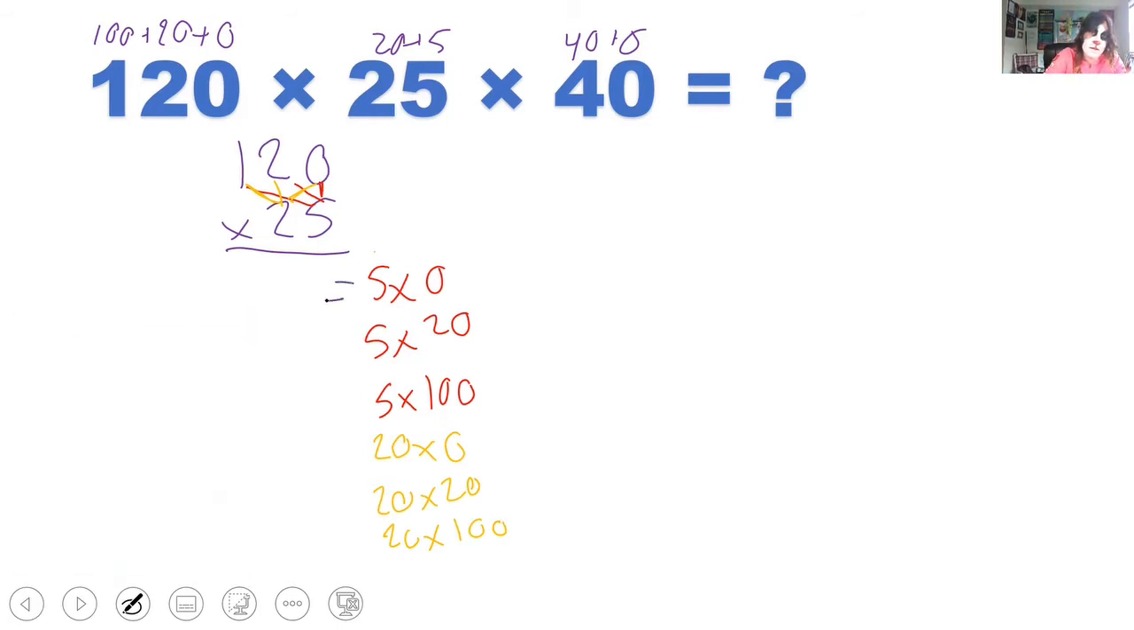Now we solve for all of these. 5 times 0 is 0. 5 times 20 is 100. 5 times 100 is 500. 20 times 0 is 0. 20 times 20 is 400. And 20 times 100 is 2,000.